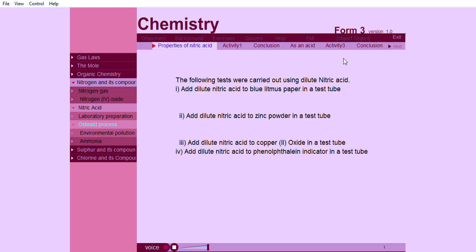The following tests were carried out using dilute nitric acid. 1. Add dilute nitric acid to blue litmus paper in a test tube. 2. Add dilute nitric acid to zinc powder in a test tube. 3. Add dilute nitric acid to copper 2 oxide in a test tube. 4. Add dilute nitric acid to phenolphthalein indicator in a test tube.